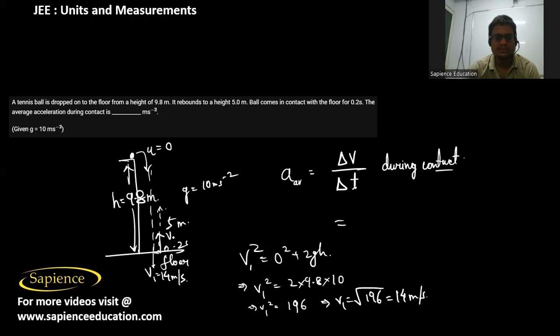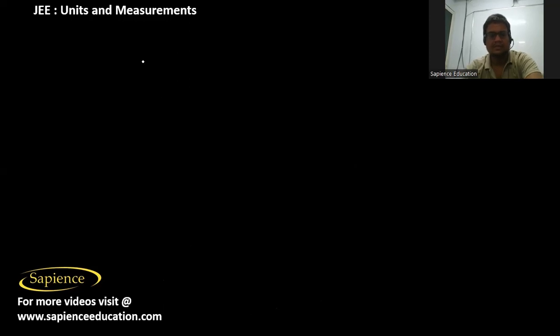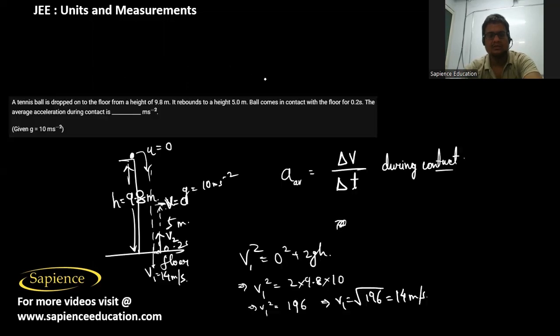And then the velocity changes to, let's say, some speed v2. Then it rebounds to a height of 5 meters. It means that this v2 we can find, since the final velocity v is 0 when it reaches the highest point. So therefore again we can say that v square is equal to v2 square minus 2gh, that is 2 into 5, 2g, g is 10, into h, that is 5.